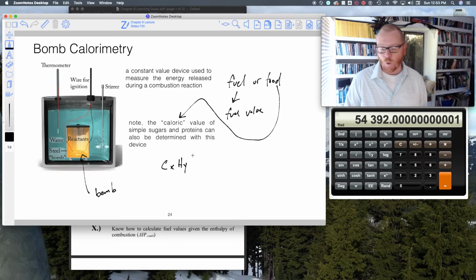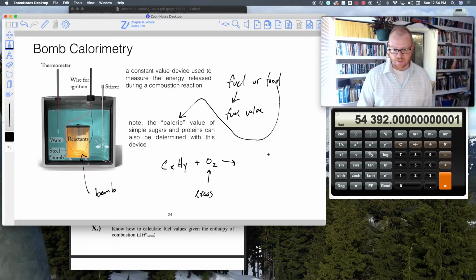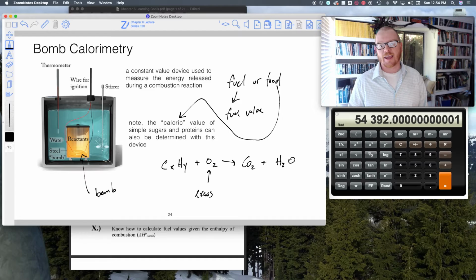CxHy, so some organic molecule, some hydrocarbon, you add a large excess of oxygen to this bomb calorimeter, so there's no limiting reagent issues in this device. There is a ton of excess oxygen flooded into this thing. And of course, it completely combusts into CO2 and H2O, which is the same equation overall that your body goes through for respiration, right? Proteins and sugars plus oxygen to make CO2 and water, or for fuel, okay?